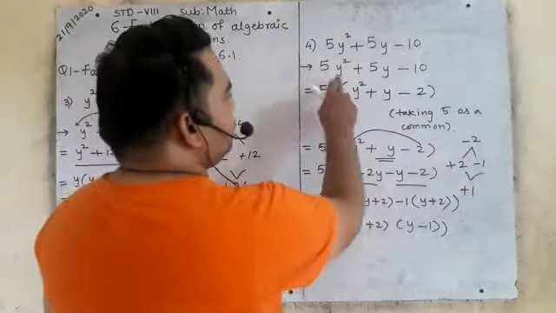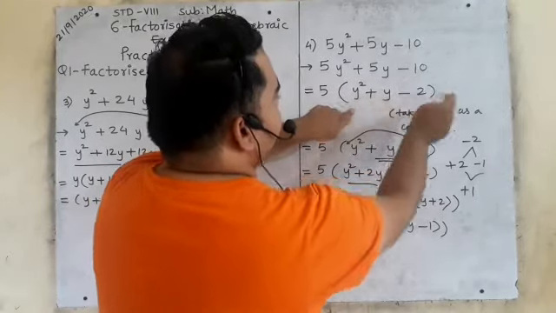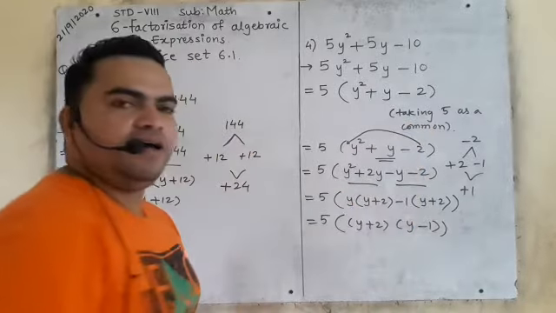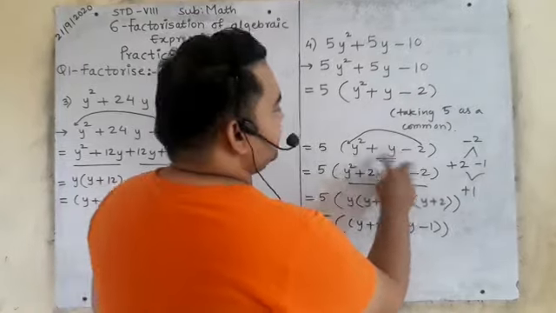So we have taken 5 common. What is left? Y square. Here 5 common. So y, 5 2s are 10. Taking 5 as a common. How have we done this? You have taken 5 as a common. Now we have to factorize this only.